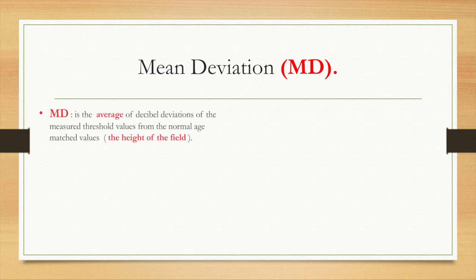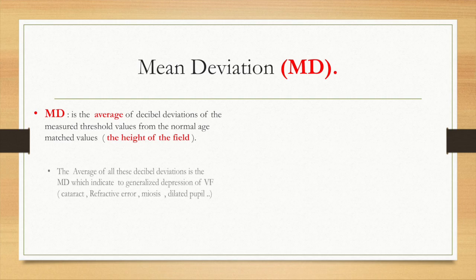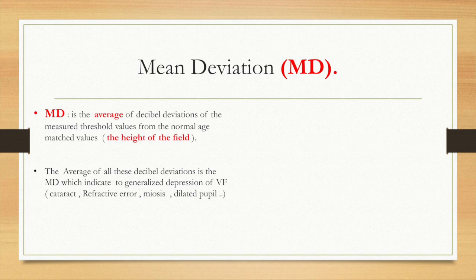The mean deviation, as I explained in the previous presentations, is the average of the decibel deviations of the measured threshold value from the normal matched value. It represents the height of the field. The average of all these decibel deviations is the mean deviation. It is presented as only one number, which indicates generalized depression of the visual field.